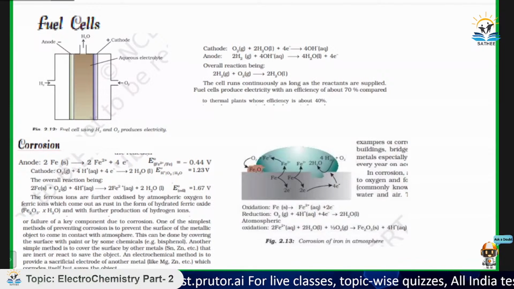Now, that's the reaction first of all. That's how rusting happens. Prevention, there are some ways. One of the simplest methods of preventing corrosion is to prevent the surface of the metallic object from coming in contact with the atmosphere. So basically, painting the metal. You can paint the metal, or you can brush the metal with some chemicals, for example bisphenol.